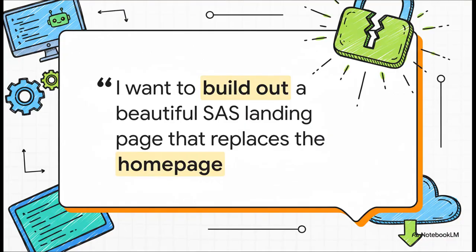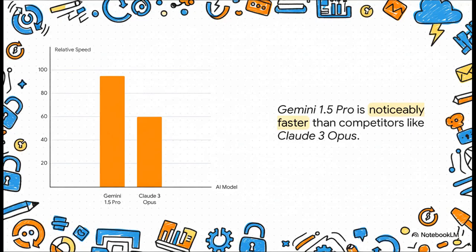Okay, time to turn up the heat. For the next prompt, we're asking it to build an entire SaaS landing page to replace what's there now. We're going from a tiny text edit to full-on code generation. This is the real test. Now, while it's working, it's worth pointing out the speed. The sources make it clear that while Claude 3 Opus is incredible, Gemini 1.5 Pro is just noticeably faster. And for a big, complex job like this, that speed difference really starts to matter.